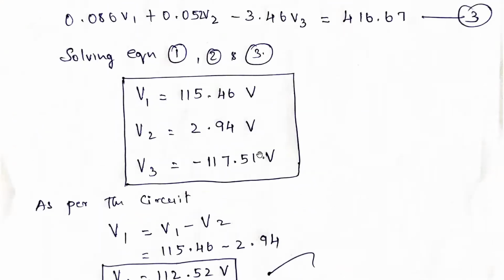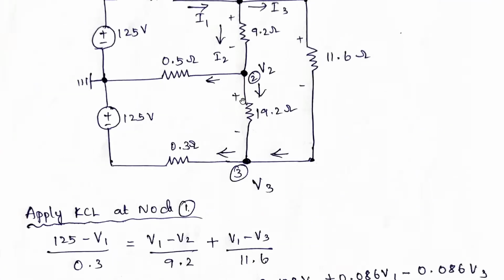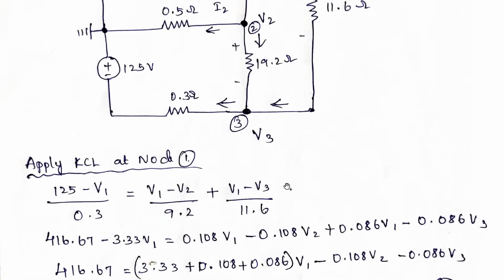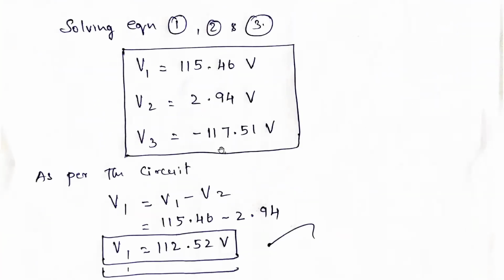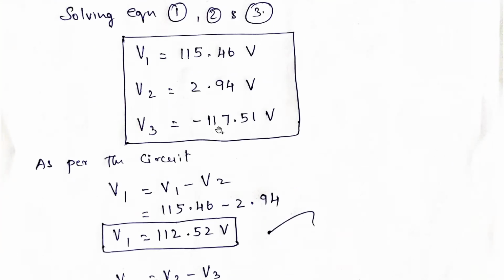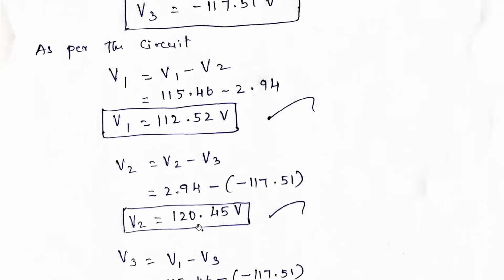Similarly, V2. V2 is nothing but V2 minus V3. So V2 is already there, 2.94, minus V3, which is minus 117.51. So minus of minus 117.51 is 120.45 volts.